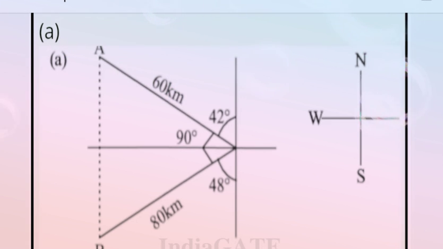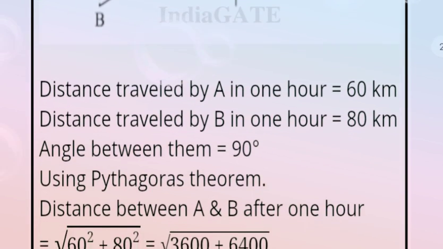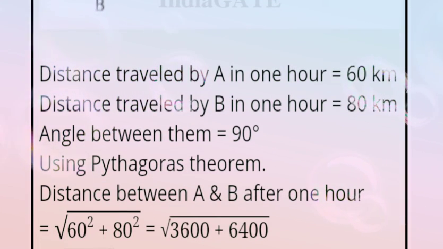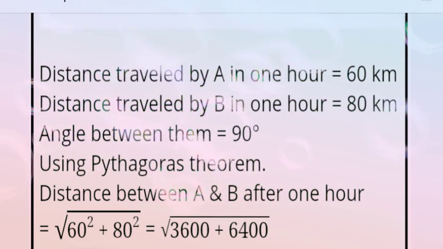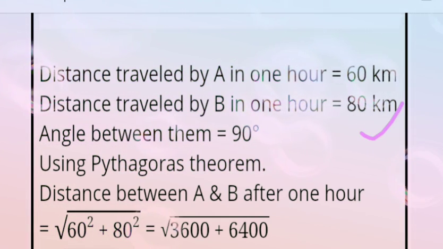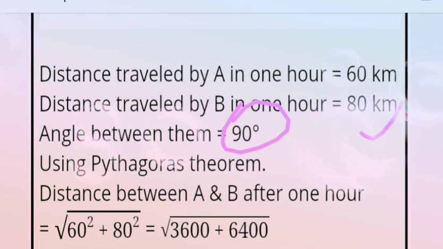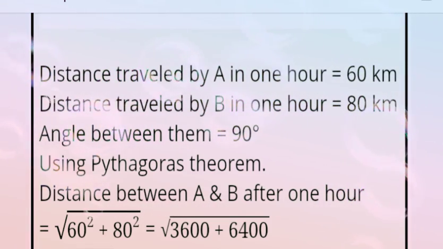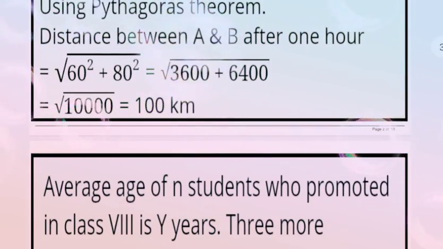Now on the basis of this diagram, we find that the distance traveled by A in 1 hour is 60 km, and the distance traveled by B in 1 hour is 80 km, and the angle between them is 90 degrees. Using the Pythagoras theorem, we find the distance between A and B after 1 hour: it is equal to under root 60 square plus 80 square, and after solving this we get 100 km. Now come to the next question.